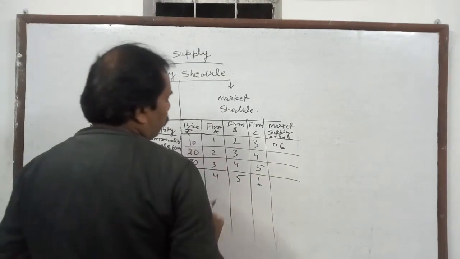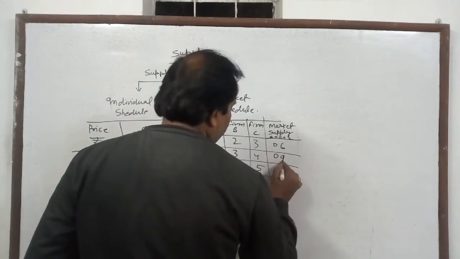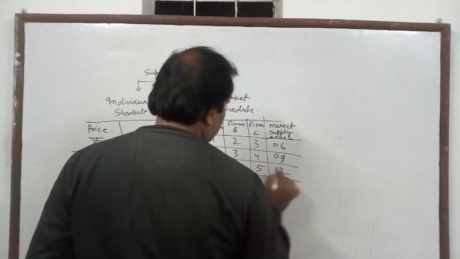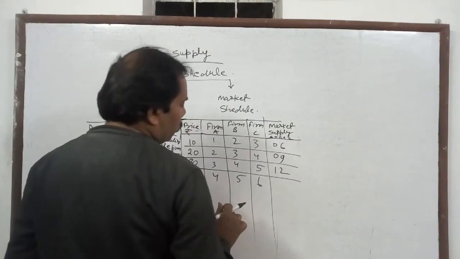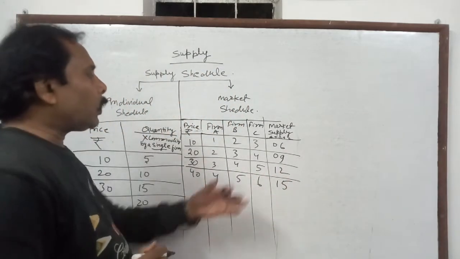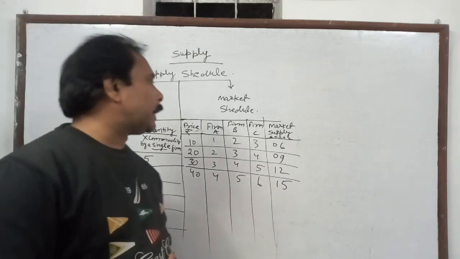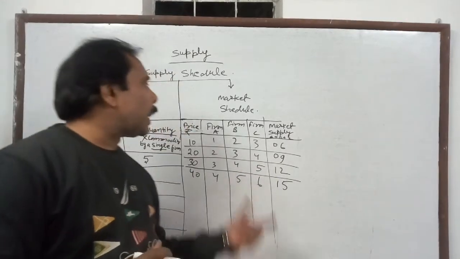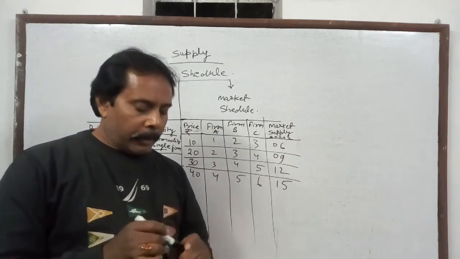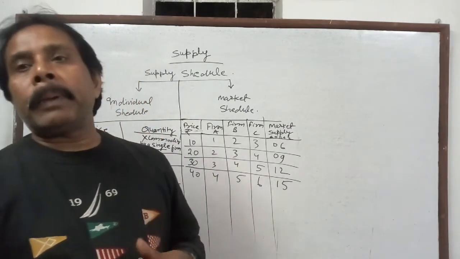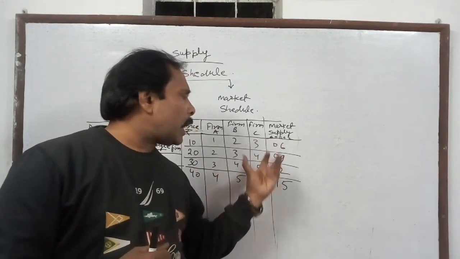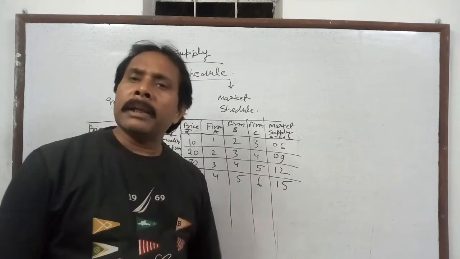At rupees 20, they are ready to sell 9 units. At rupees 30, they are ready to sell 12 units. And at rupees 40, they are ready to sell 15 units. Is it clear? So, in a simple word, you can say market supply is the addition of individual supply. Market supply is nothing but the sum or addition of individual supply.